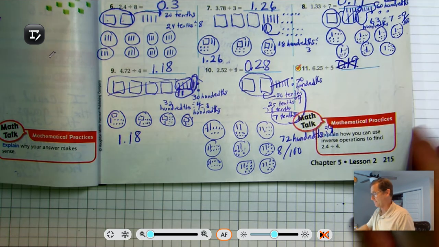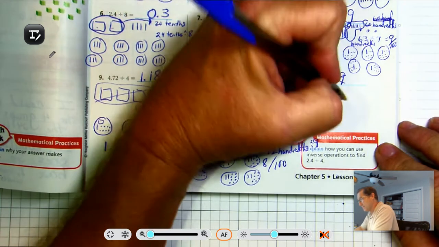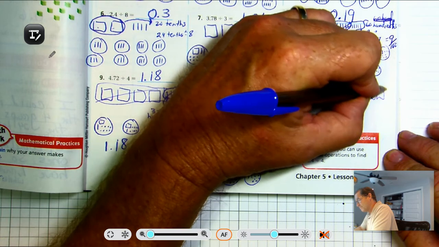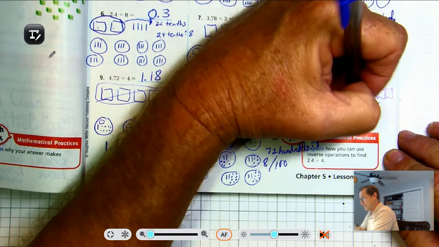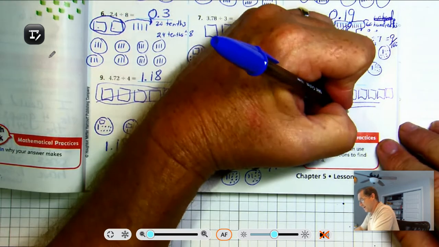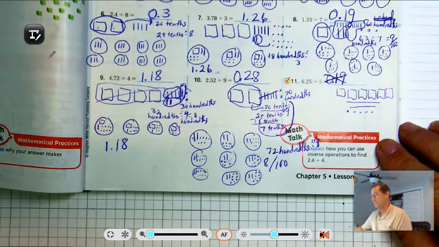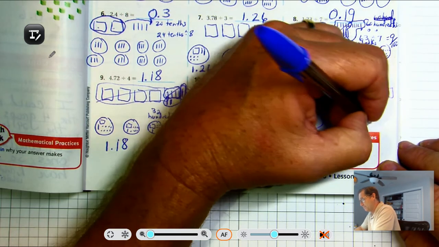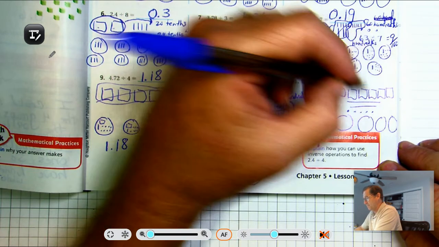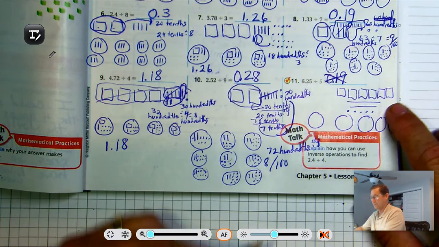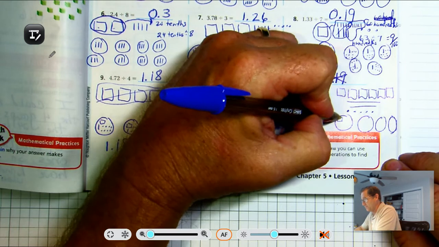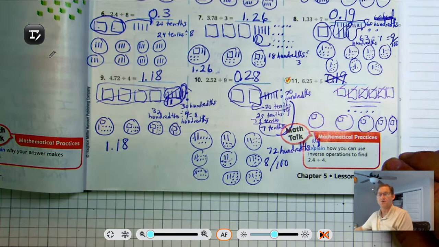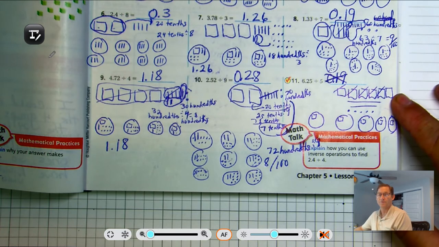All right, number 11, 6 and 25 hundredths. Six ones, 2 tenths, and 5 hundredths. And we're sharing with 5 groups. Okay, well, we have 6 ones, so we put 1 in each group. 1, 2, 3, 4, 5. We shared those 5, and we have 1 whole left over.